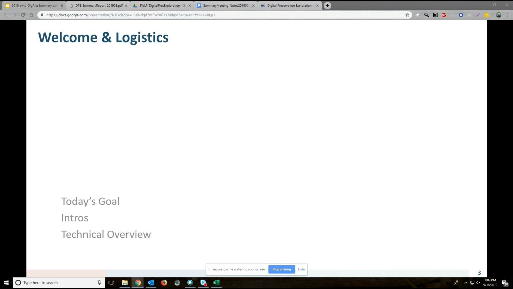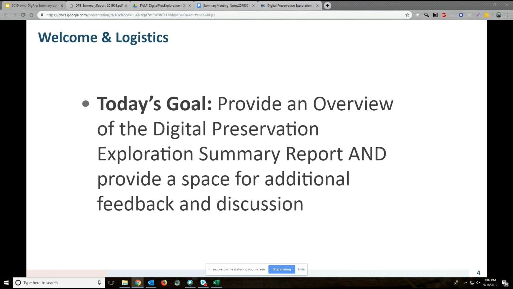So, the welcome and logistics. First off, today's goal is to provide an overview of the Digital Preservation Exploration Summary Report and to provide a space for additional feedback and discussion. Since the goal of this entire project has been to seek out what's going on with digital preservation in North Carolina, this, as well as all the other things we've done thus far, is hopefully an opportunity for people to share their thoughts and their experiences. So we want this to double as that as much as anything else.